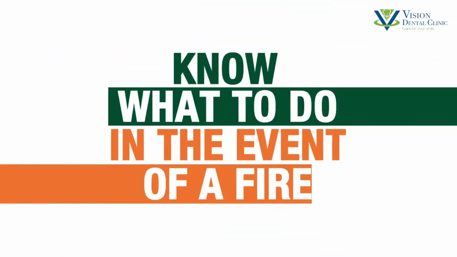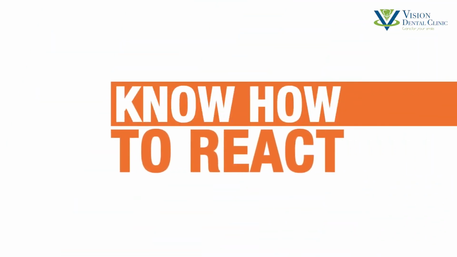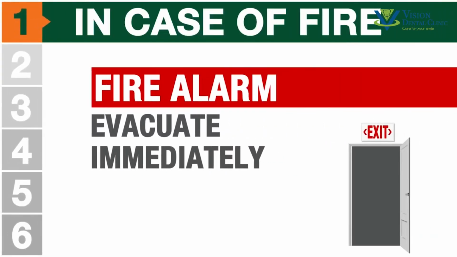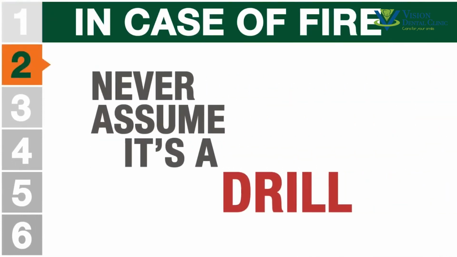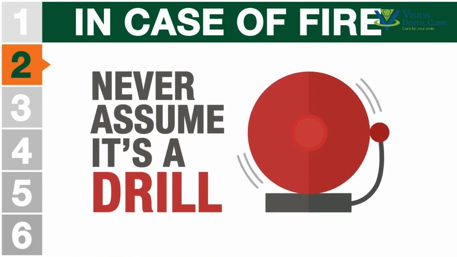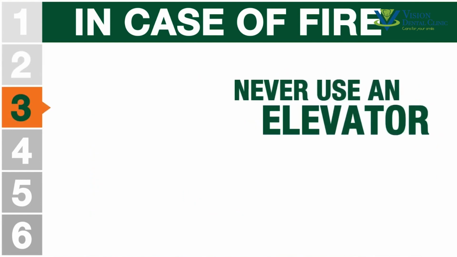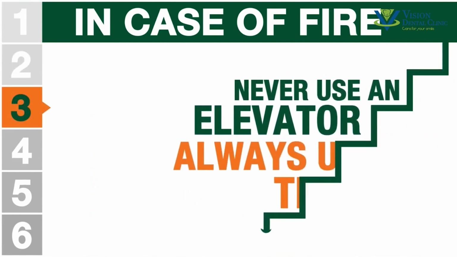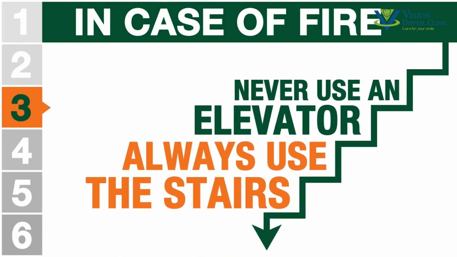Don't be caught unprepared. Know what to do in the event of a fire. It is important to know how to react. Knowing what to do can mean the difference between life and death. 1. If the fire alarm is activated, evacuate the building immediately. 2. Never assume it's a drill. If you ignore a fire alarm, you could end up trapped inside a burning building. 3. Never use the elevator to get out of a burning building, always use the stairs. You could become trapped inside an elevator, as many elevators stop working once the fire alarm is activated.